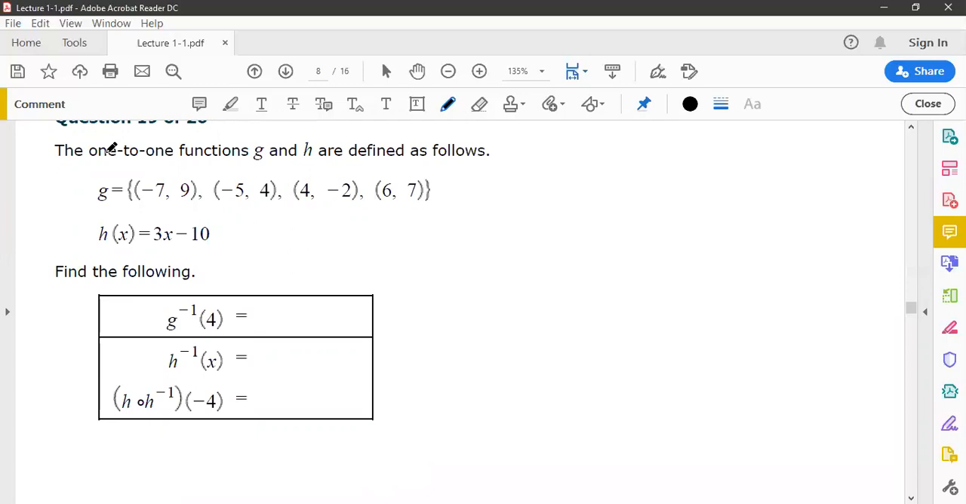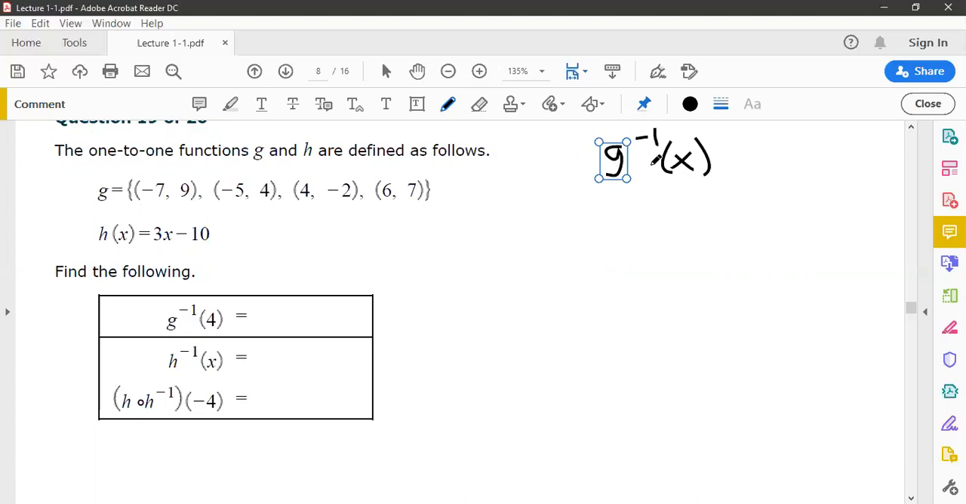Okay, so we're going to talk about new notation. So now we're going to deal with what we call the inverse. So if I'm talking about the inverse of g, it'll be g to the -1 of whatever the variable is. So that's the inverse of the g function. So what happens in an inverse? What does it mean to find the inverse?